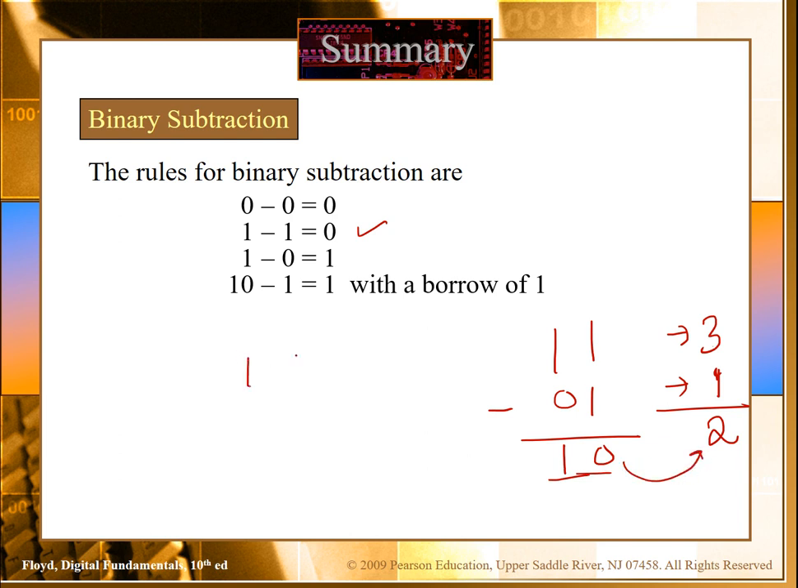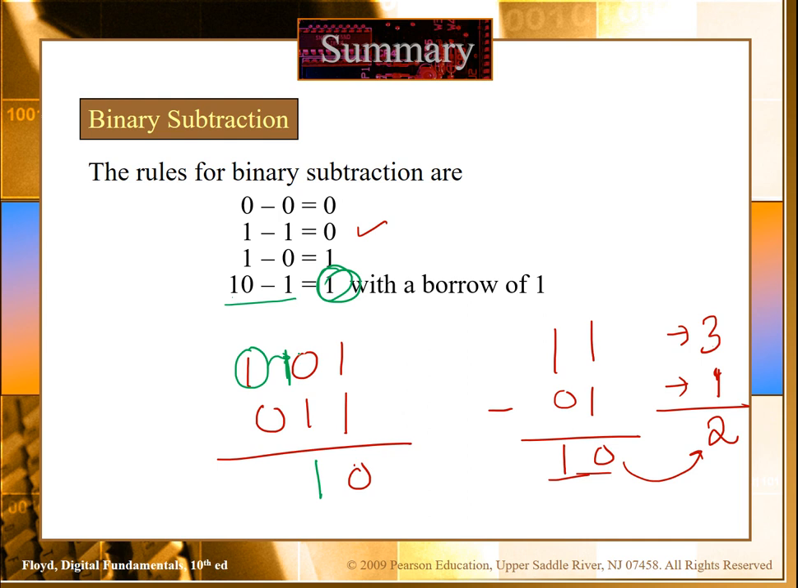Let's try this example, 1 0 1 minus 0 1 1. So 1 minus 1 is 0. Now you have to subtract 0 from the 1, so we cannot do that, so we will borrow. Here comes this critical rule. We will borrow this one and this will come here, so it will become 1 0, which is 2. So 1 0 minus 1, the answer will be 1. Remember, we borrowed this one, so it became 1 0, and 1 0 minus 1 becomes 1.